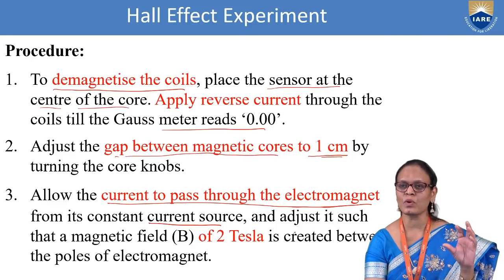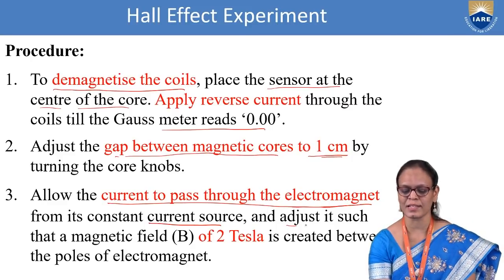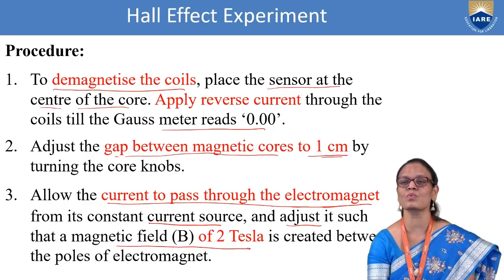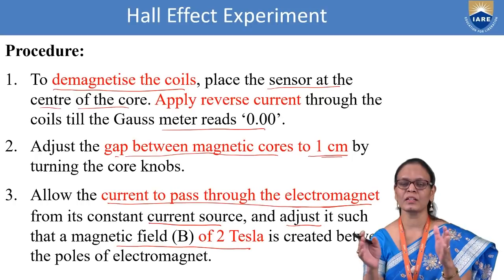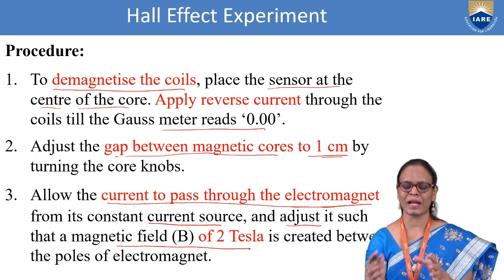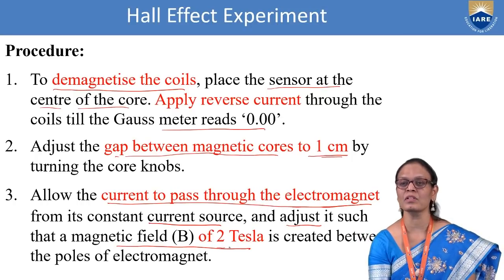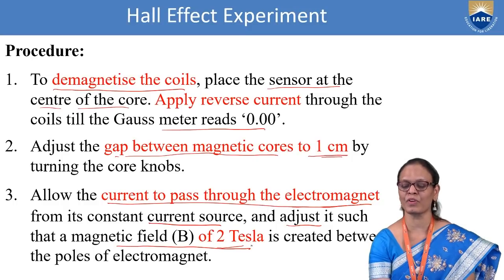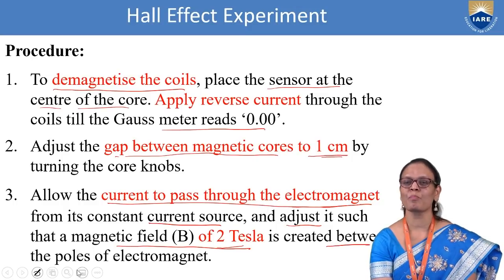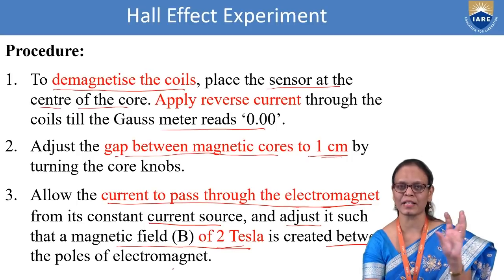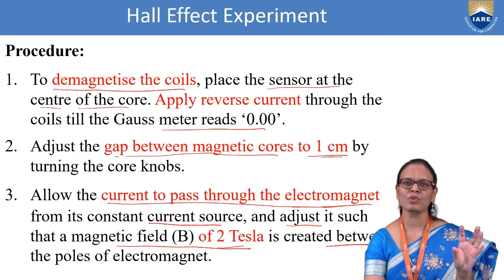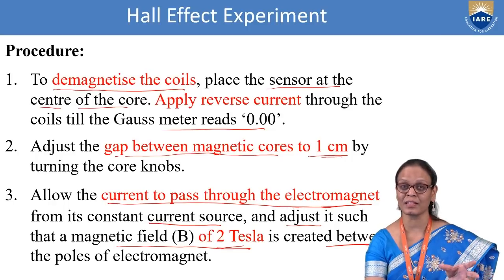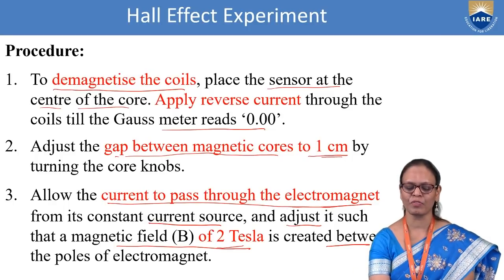Now, you will try to adjust the current in such a way that the magnetic field is 2 Tesla. We will fix the magnetic field between the two cores constant, say around 2 Tesla. This is the magnetic field that is created between the poles of the electromagnet. By adjusting the current, if the current varies, the magnetic field varies. So we try to adjust the current in such a way that the magnetic field is 2 Tesla.